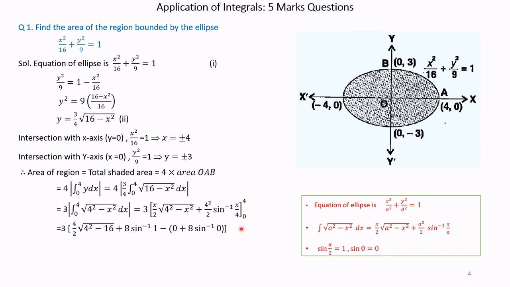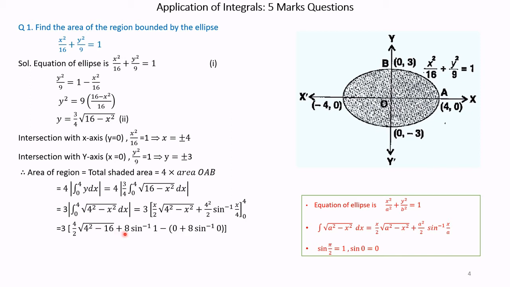Now we will put the limit values. Therefore, that is equal to 3 into 4 by 2 into square root of 4 square minus 4 square plus 8.